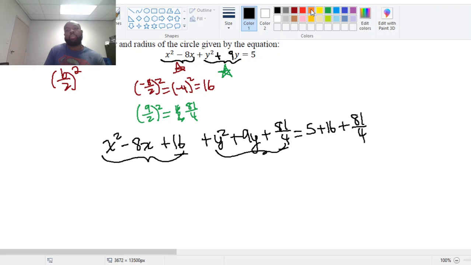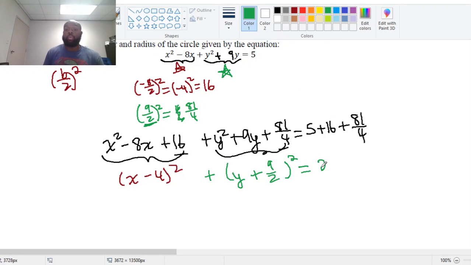All right, I'm going to factor these, and when I factor this one, I'm going to end up with an x minus 4 quantity squared, right? 4 is the number that if I multiply it by itself, I get 16, and I add it together, I get negative 8. And when I go to my y's, the number that I multiply by itself to get 81 over 4 that I add together to get 9 is sitting here, 9 over 2. And this will be a 21 plus 81 over 4. Remember, 21 is the same thing as 84 over 4.